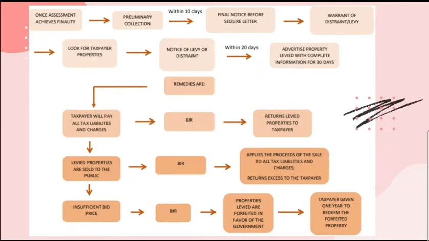Or, if by any chance there isn't enough of a bid price, when bidders in 2 consecutive auctions don't raise enough money to cover the taxpayer's liability, the government will forfeit the property, which is now owned by the Republic of the Philippines. However, the taxpayer still has the right of redemption, which is 1 year from the date of the auction sale or forfeiture to get back the property that was sold or forfeited.